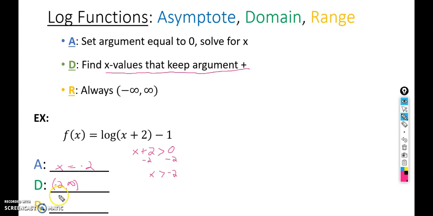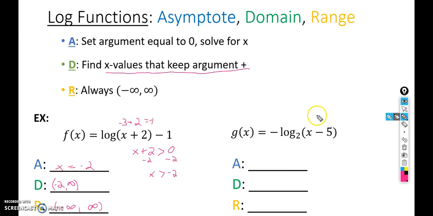And it's not going to be from negative infinity to -2 because if my argument is -2, I get an argument of 0. And if my x value is anything less than -2, like -3, for example, -3 plus 2 would give me -1, and that would give me a negative argument. So that won't work. The range is very simple. It's just going to be from negative infinity to positive infinity. And I know that this is the case because this is true for all log functions.